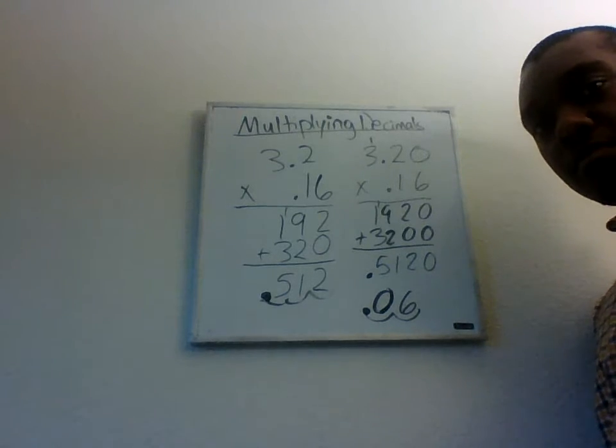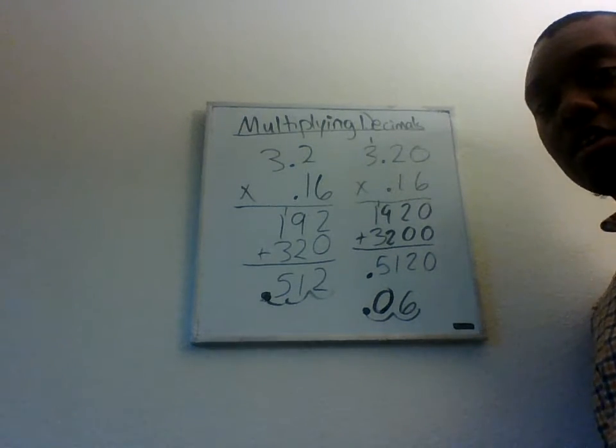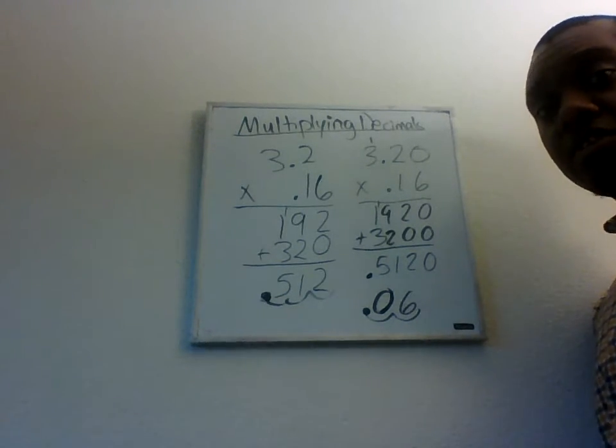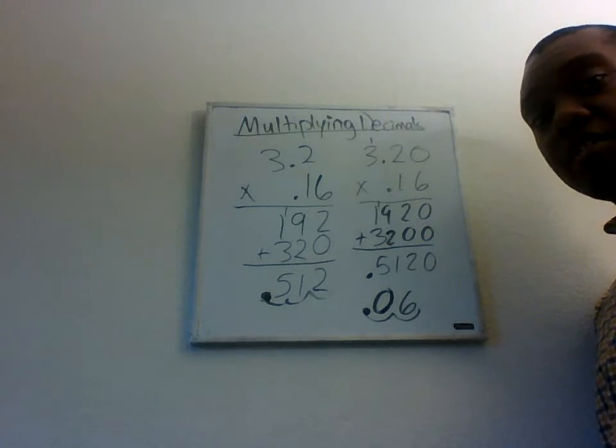Multiply as normal. Count how many digits are behind the decimals in the factors. Make sure the answer has the same number of digits behind the decimal in the product.